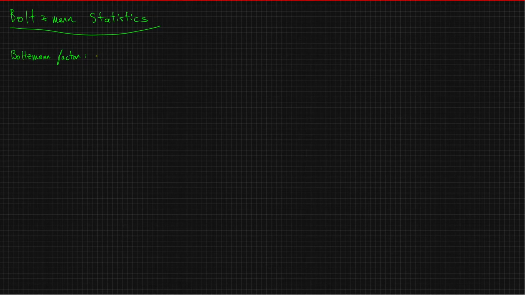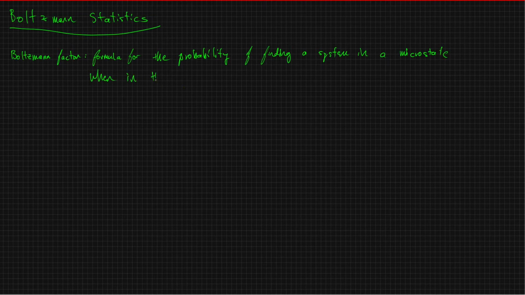So basically what this Boltzmann factor will be, we'll just say what it is before we actually define it. It'll be a formula for the probability of finding a system in a microstate when it is in thermal equilibrium with a reservoir.